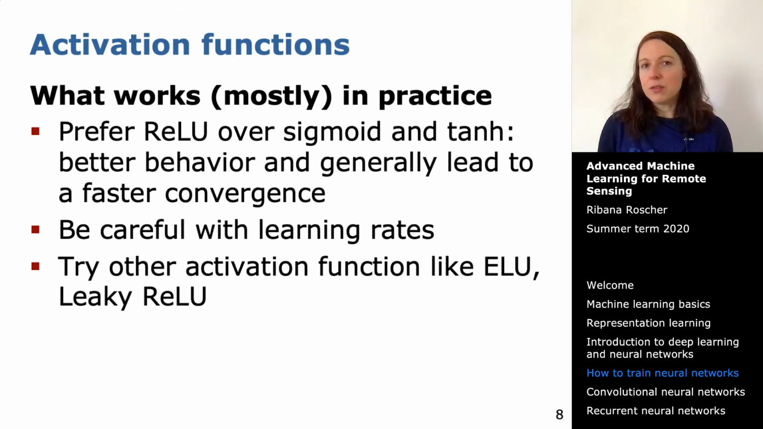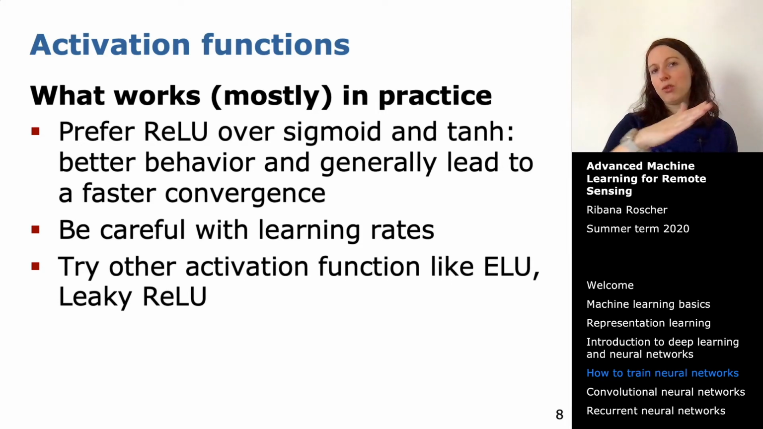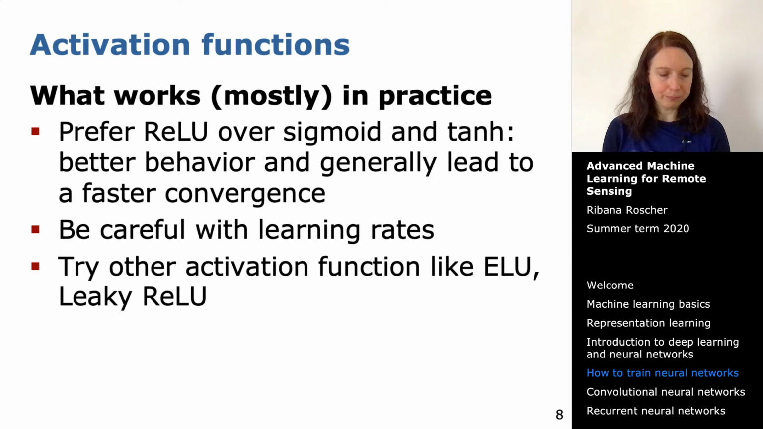When you observe some bad behavior, or that your network is not converging in the way you want it to, you can try some modification of ReLU. For example, there's ELU or leaky ReLU. In these cases, you have modifications that, for example, are not cut off at 0, but have a smoother cutoff in the negative area, so that you also allow some small negative values.